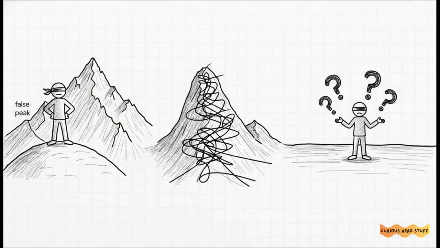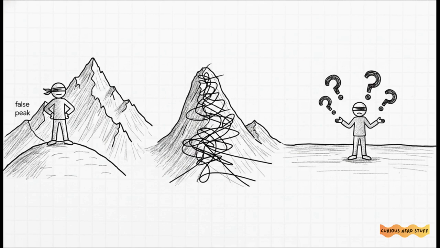Because it's so incredibly greedy and, frankly, blind, hill climbing has some major failure modes. First up, local maxima. Imagine a false peak. The algorithm climbs to the top of a small hill, feels that every single step around it goes down, and proudly declares, "I did it!"